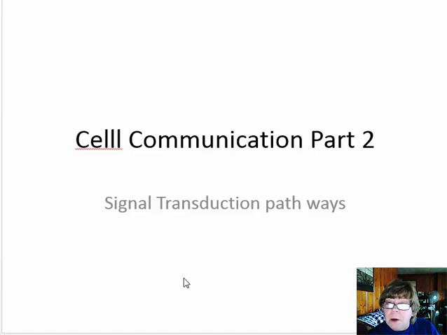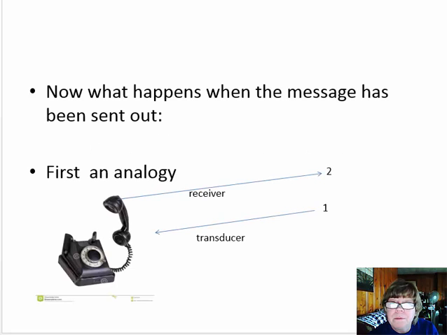Now, the next part about this is that we need to figure out what we're going to do with these signals. In this next slide, what we're looking at is an analogy. This is an old-fashioned telephone, of course, and this is where you would speak into, and then this part was the ear part. I think you can recognize that.